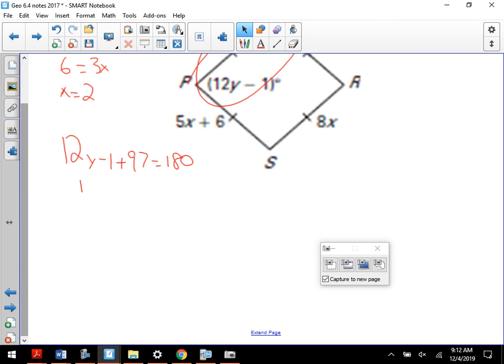And then you solve it out that way. Good.